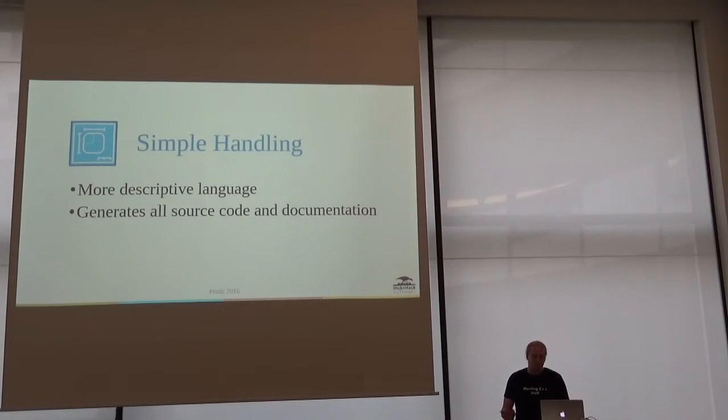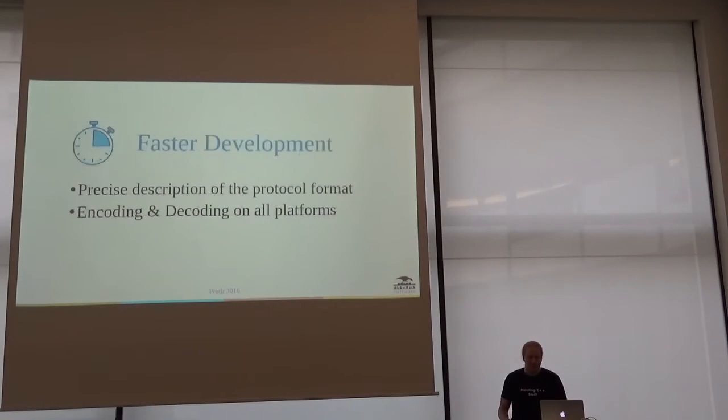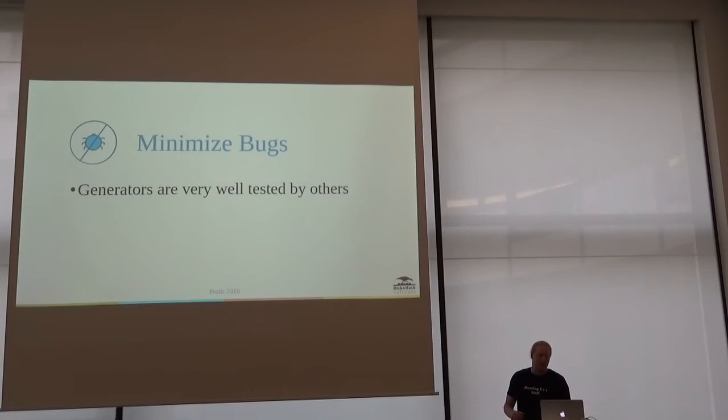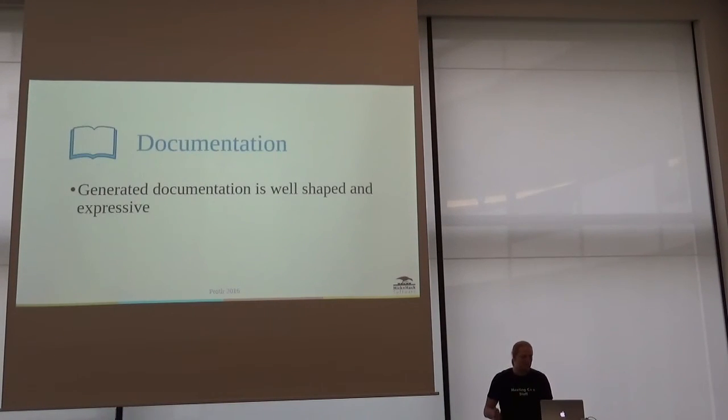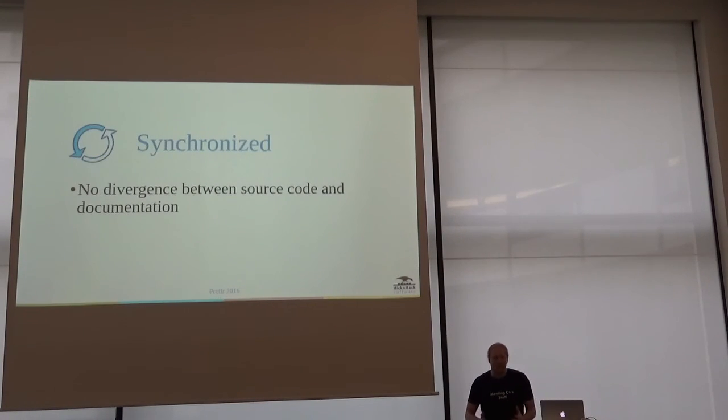and generate all source code, generate all documentation, get faster development, no more bugs. Encoding is much easier to test if you have one code generator. And you get well-tested code. Get analyzing tools. You won't write them by hand. I know it. Never saw anyone do it. And get well-shaped, expressive documentation. Get it all synchronized, so no divergence. Check your protocol description into your source control.